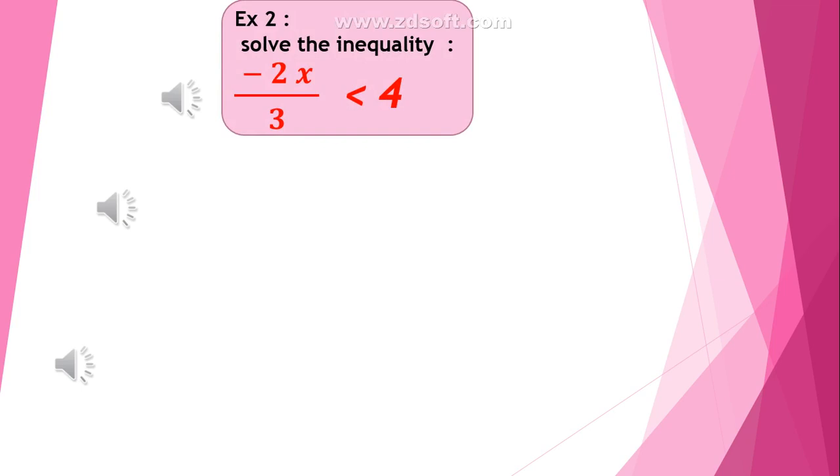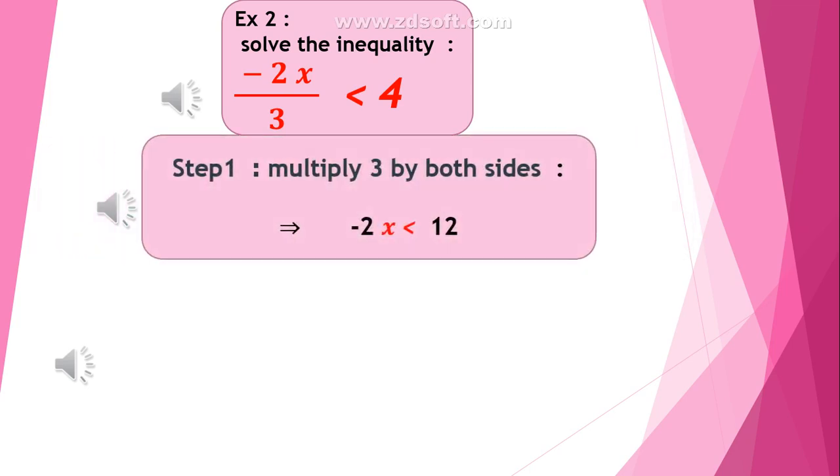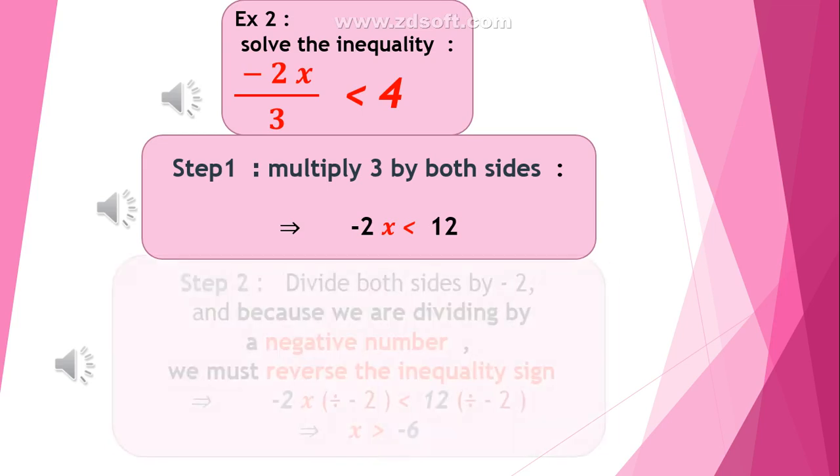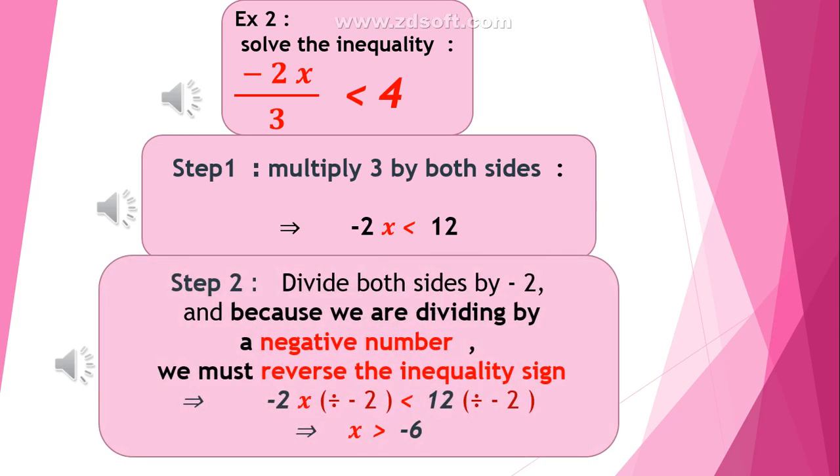Example 2. Negative 2x over 3 is less than 4. First step, multiply 3 to both sides. Step 2, divide both sides by negative 2. And because we are dividing by a negative number, we must reverse the inequality sign. Then x is more than or equal to negative 6.